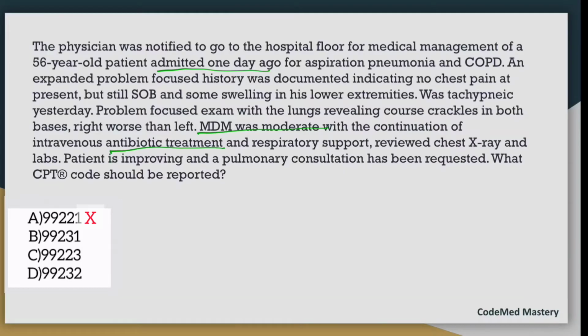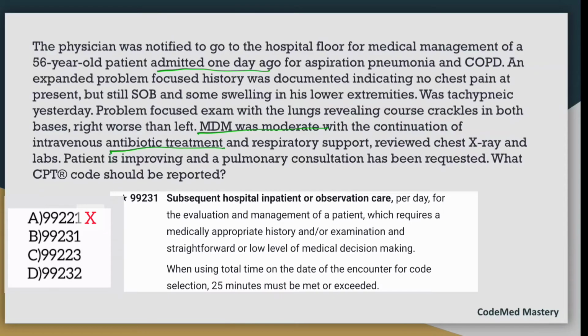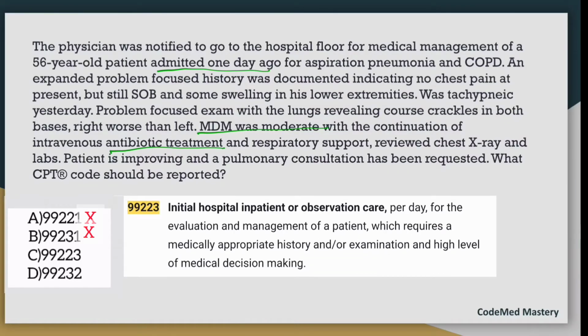Let us check option B, 99231. 99231 is for subsequent hospital inpatient care, that is right. But here the MDM is low level and time is 25 minutes. In our question, the MDM is moderate, so we cannot code 99231. So we will eliminate it. Coming to option C, 99223. 99223 is for high level of MDM, that is for initial hospital inpatient or observation care. But in our case, it is a subsequent care. So by this, we'll eliminate option C.